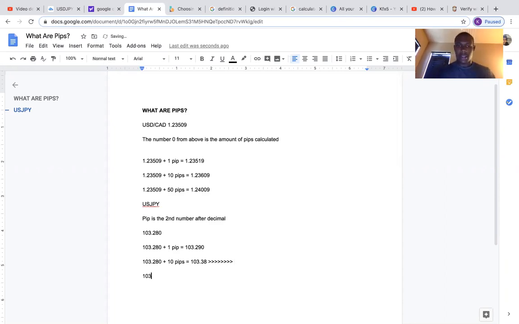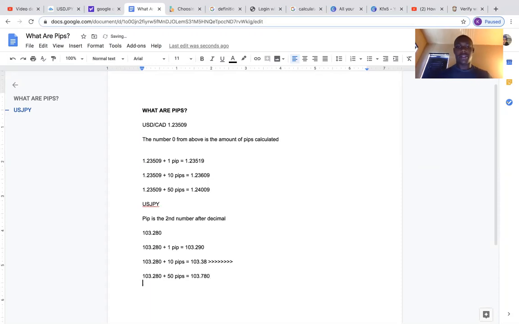Now in this case, let's add 50 pips. This will equal 103.780, because 50 plus 28 is 78. So 78, add the 0, 780. See how that works? And that will be 50 pips. That's how you calculate pips.